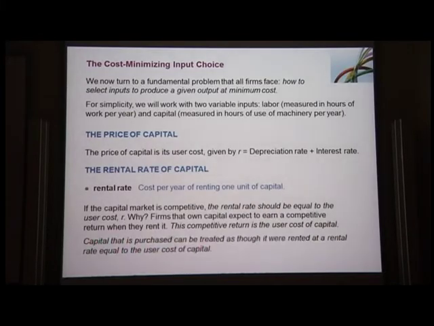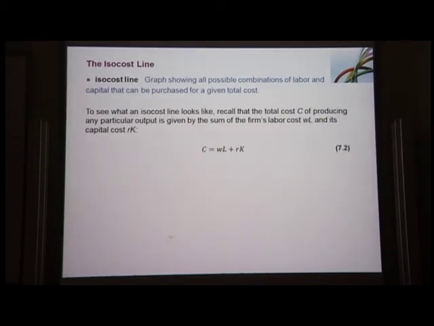Now, the question is, we need to look at what input combinations of labor and capital. Remember, we assume there are only two inputs, labor and capital, and in the long run, both are variable. Remember, in the short run, we assume that capital is fixed and labor is a variable input. But now we're talking about the long run.